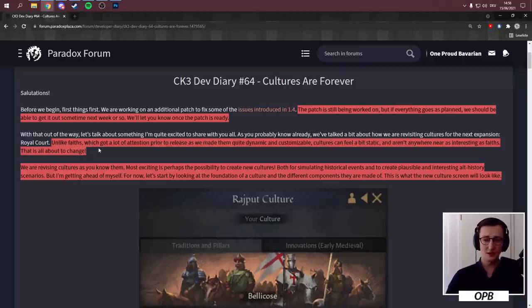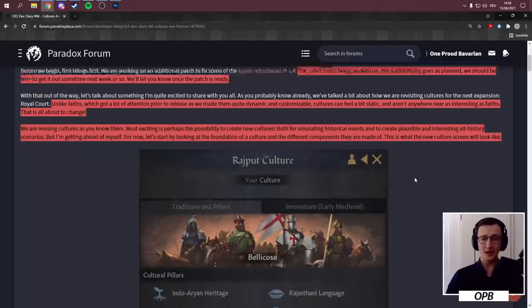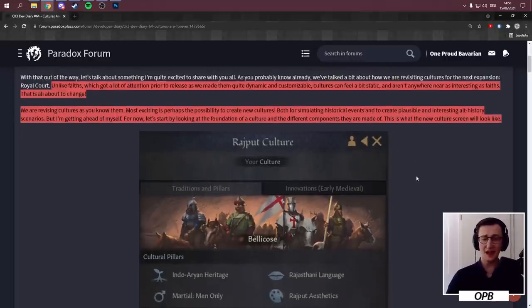Unlike Fates, which got a lot of attention prior to release, as we made them quite dynamic and customizable, cultures can feel a bit static and aren't anywhere near as interesting as Fates. That is of course true. Now, cultures did solve an issue even as they are right now in CK3, because they approached basically everything related to innovations and technology. In CK2, honestly, the system was utterly horrendous. It was awful, and that is no longer the case in CK3.